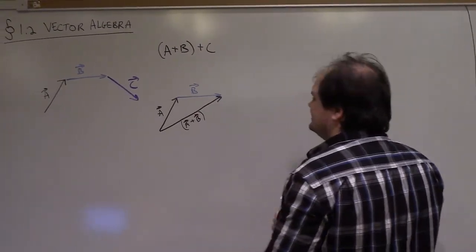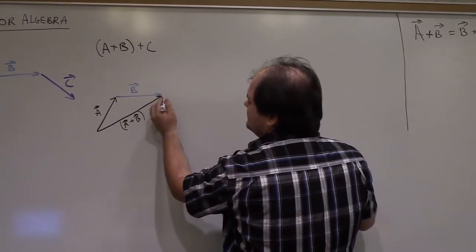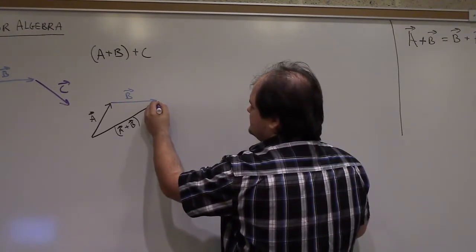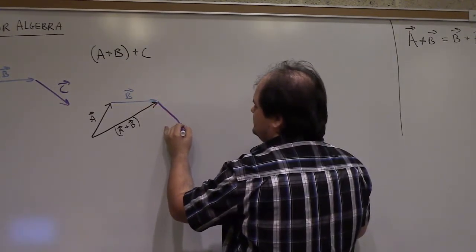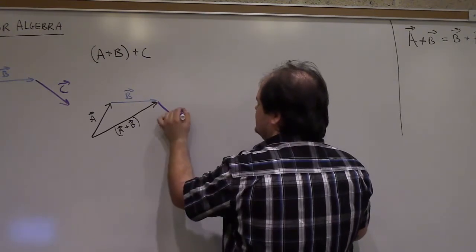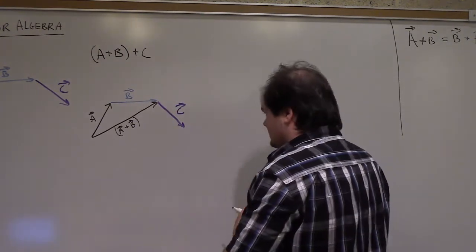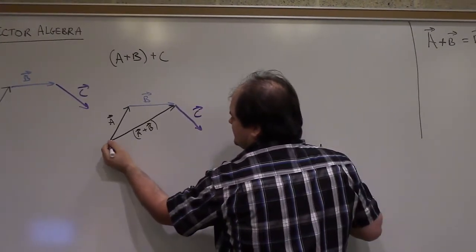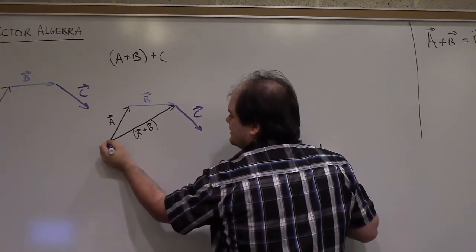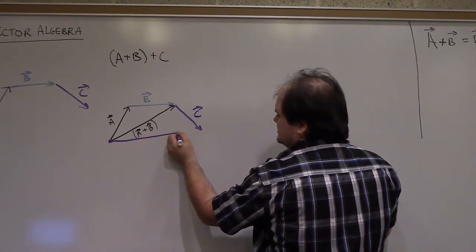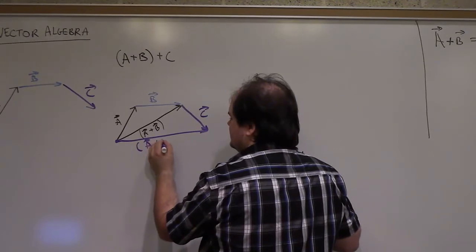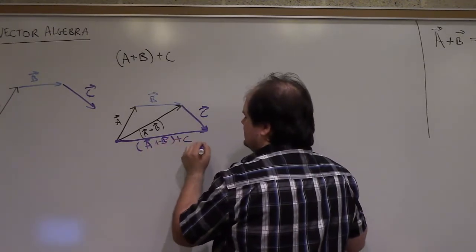Now we can add c to this. And we're going to start c from the head, just like we've always been doing with addition. Put the tail of c on the head and draw it. This is the c vector. Now we have this vector down here, starting from our initial point, going to the head of c. This is a plus b plus c.